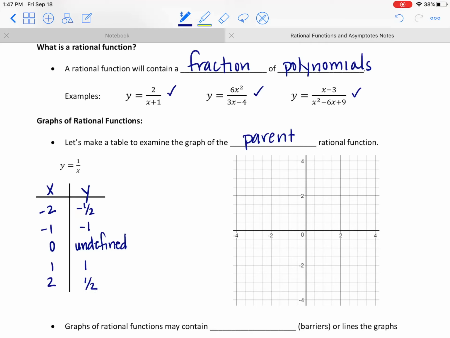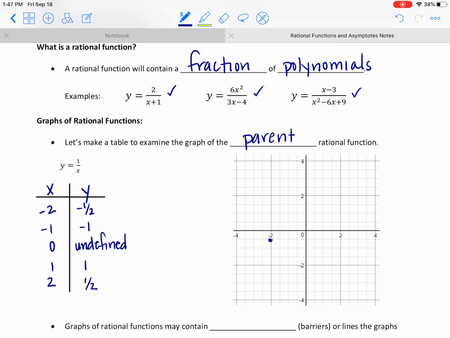So let's get this graph started here. We have a point at -2 and -1/2. At -1 and -1. 0, we can't do anything. 1, oops, this graph is going by 2's. Goodness. Did you notice that? 1 is here, -1 and -1 are there, and the graph is going by 2's. So I messed that up. Let me try that again.